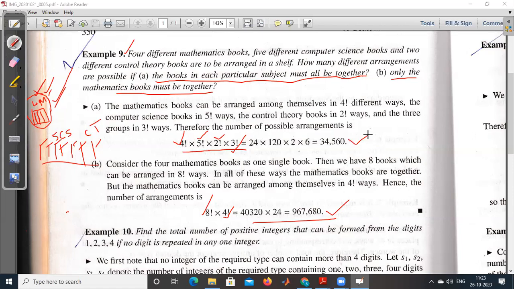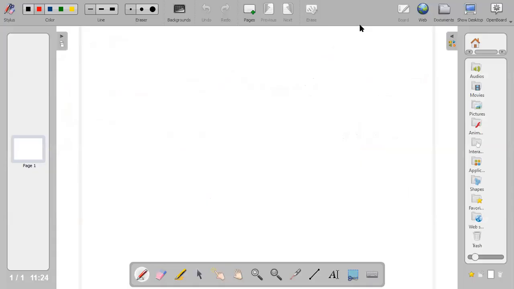Student, do you have any doubt? Please respond in the chat box. Student, do you have any doubt? Okay, right. Thank you. We go for the next one.